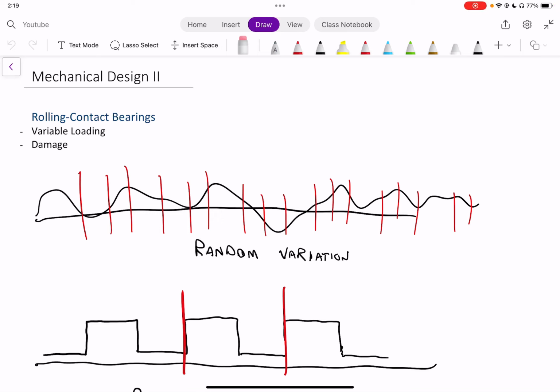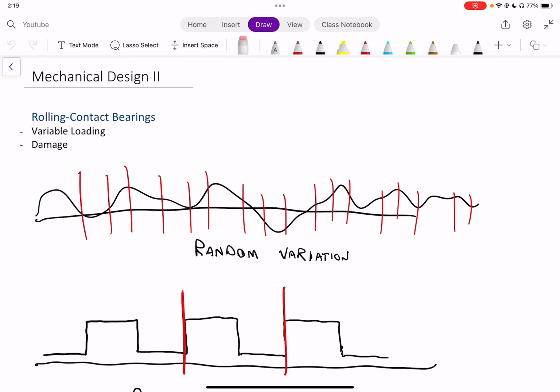Hey everyone, in this video we're going to talk about rolling contact bearings, and specifically look at variable loading. This video is part of a lecture series on Mechanical Design 2. Let's get started. We're now going to explore another type of loading condition that could happen on bearings, and that is variable loading.